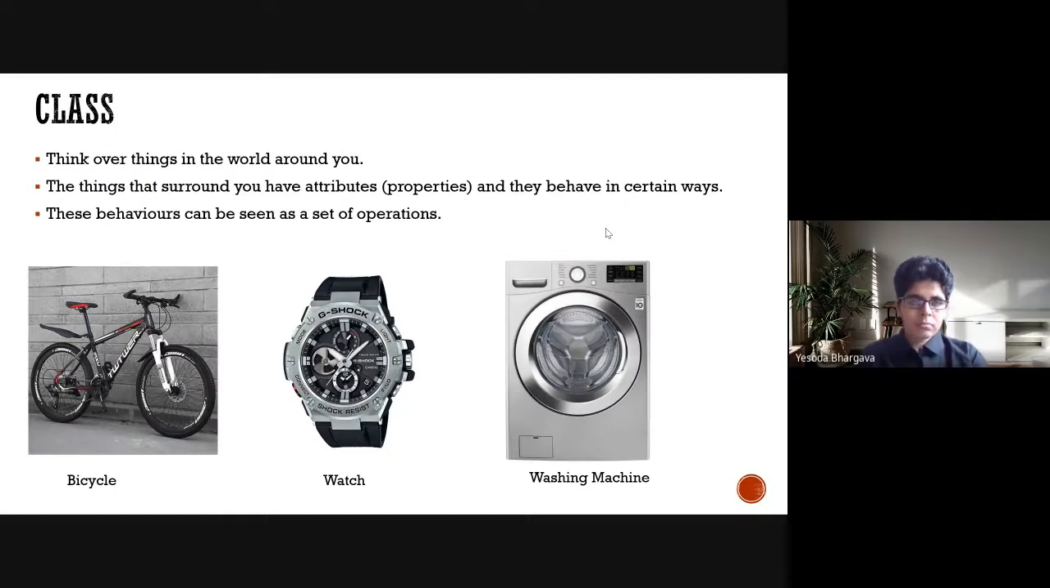So again, when we talk about classes, you can think over things in the world around you. The things that surround you have attributes and they behave in certain ways. And these behaviors can be seen as a set of operations. These are just a few of the examples: bicycle could be a class, watch could be a class, washing machine could be a class. And all these things have their own features and their own functions.